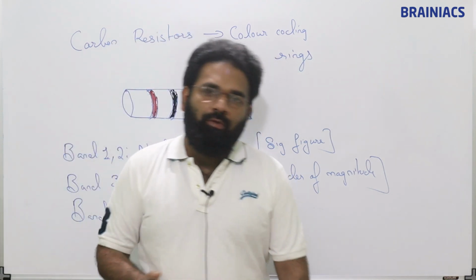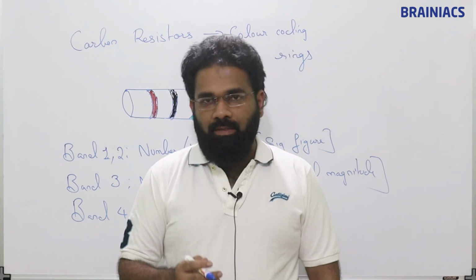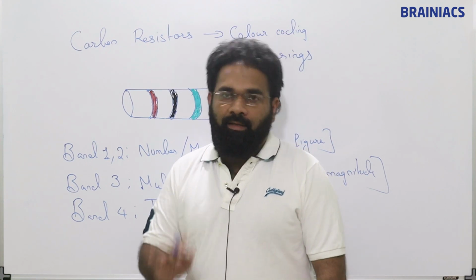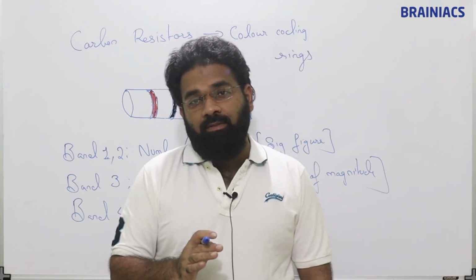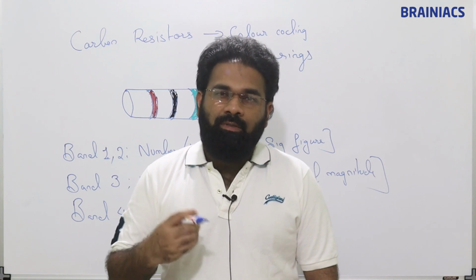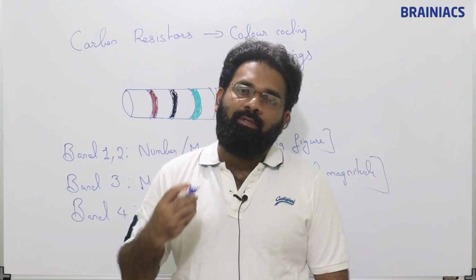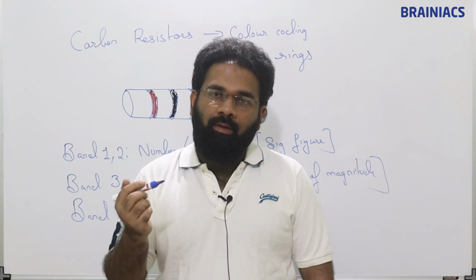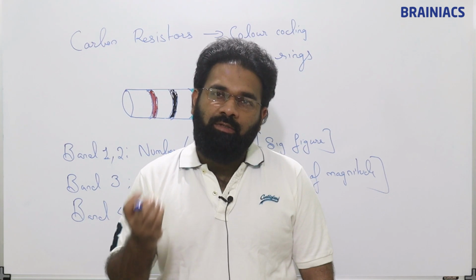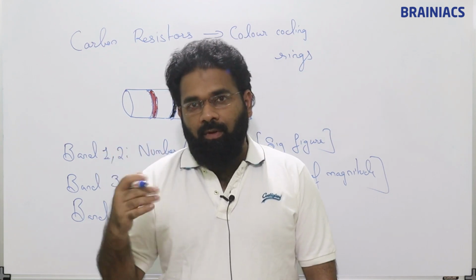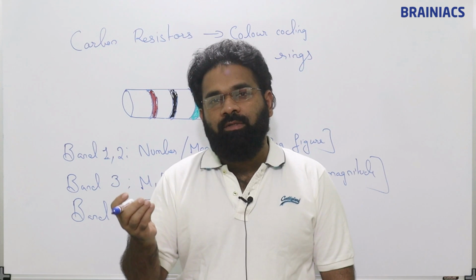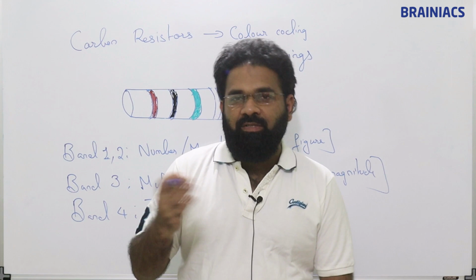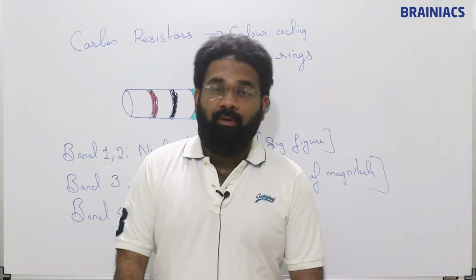Likewise, what is tolerance? After measuring the resistance using this color coding, we will be able to find the resistance value. From that resistance value, there will be something more or less, some variation. Maybe 5% will be more, or 5% of reduction will be there. So it can be plus 5% or it can be minus 5%.